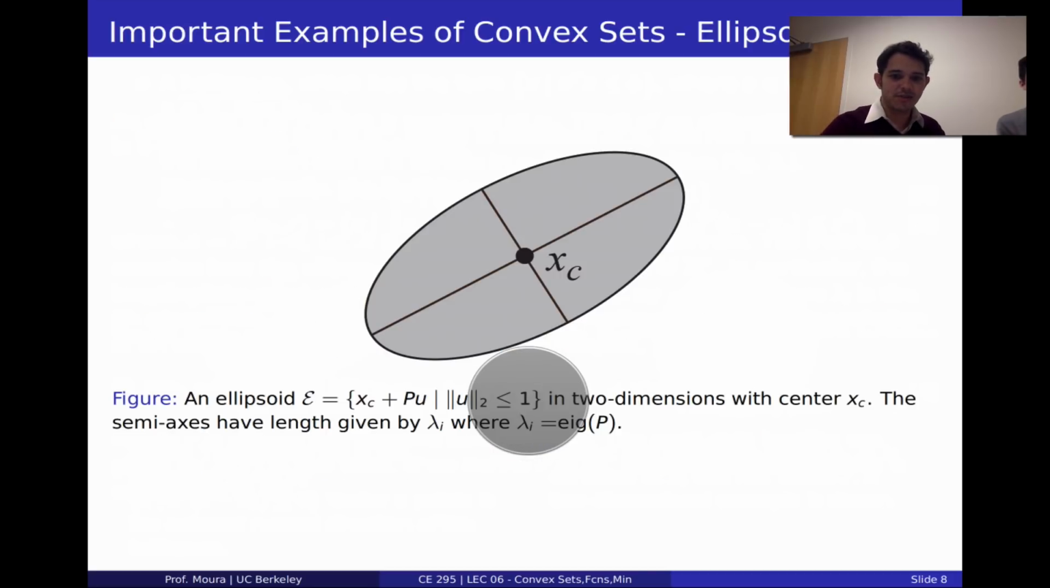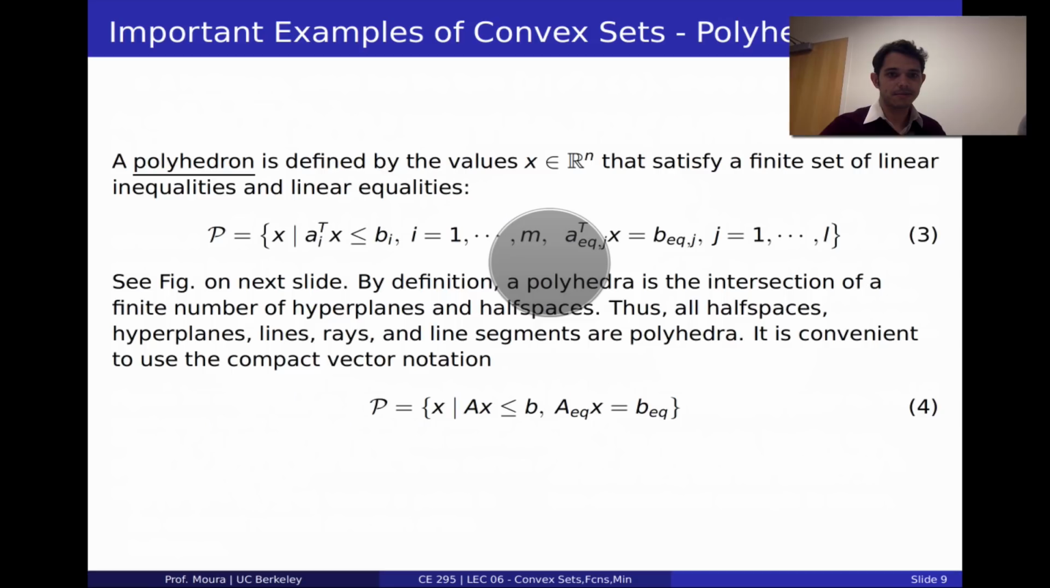Okay, and then here's of course an image. Importantly, remember the semi-axes are given by the eigenvalues of P in this case. And then the final important example to discuss is a polyhedron. A polyhedron is defined by a finite set of linear inequalities and linear equalities.